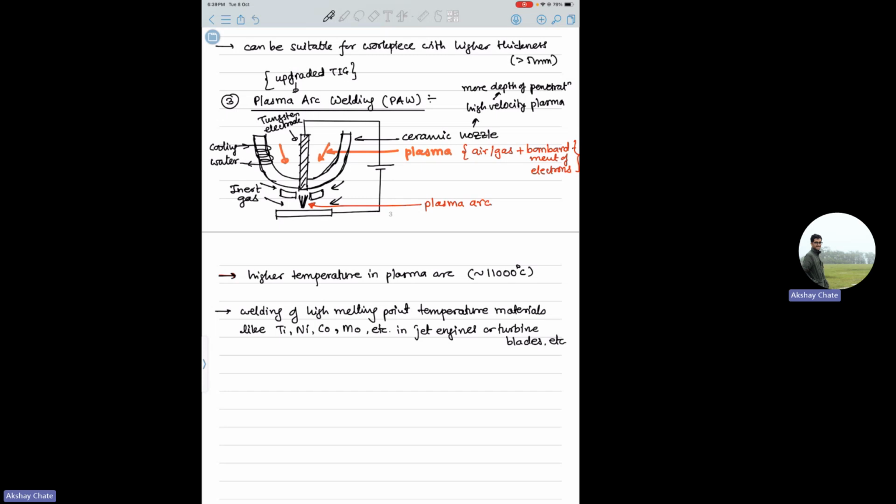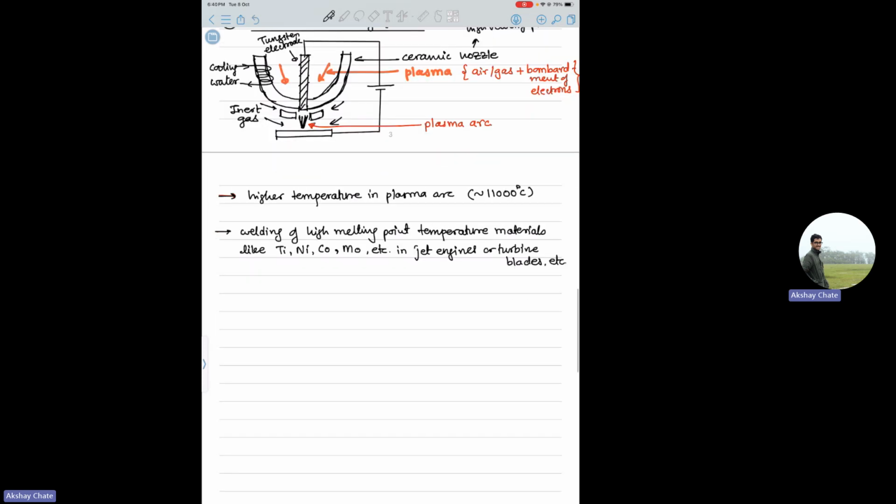But for particular applications which cannot be easily catered by other shielded gas techniques, you can use the plasma arc technique. Obviously, it will be costly, even more complicated than the TIG. Okay, so this is about plasma arc welding.